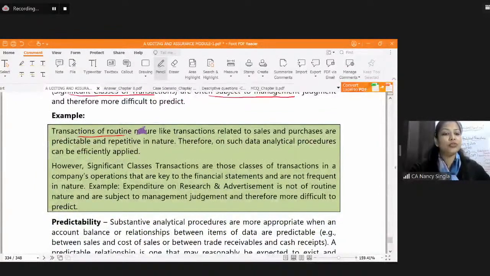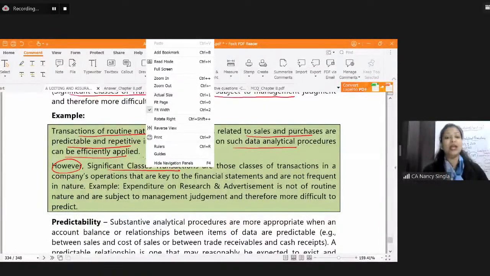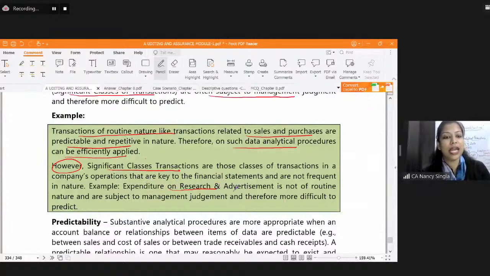Transactions of routine nature, like transactions related to sales, purchases, are predictable and repetitive, and therefore these analytical procedures can be efficiently applied. However, significant classes of transaction. What are significant classes of transactions? These are the important transactions, but they are not repetitive in nature. For example, your expenditure on research, advertisement. These are not of routine nature and are subject to management judgment, therefore more difficult to predict.